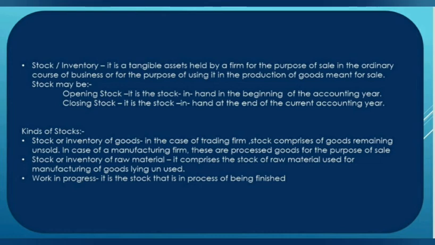Now, second is stock of raw material. What do you mean by raw material? Raw material is used for manufacturing of goods, lying unused. For example, stock of cloth to be used for stitching shirts. So, stock of cloth. This cloth is your raw material for your shirts.